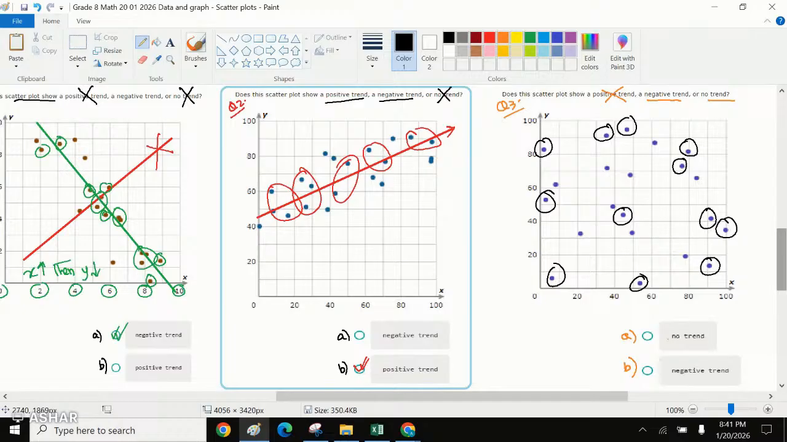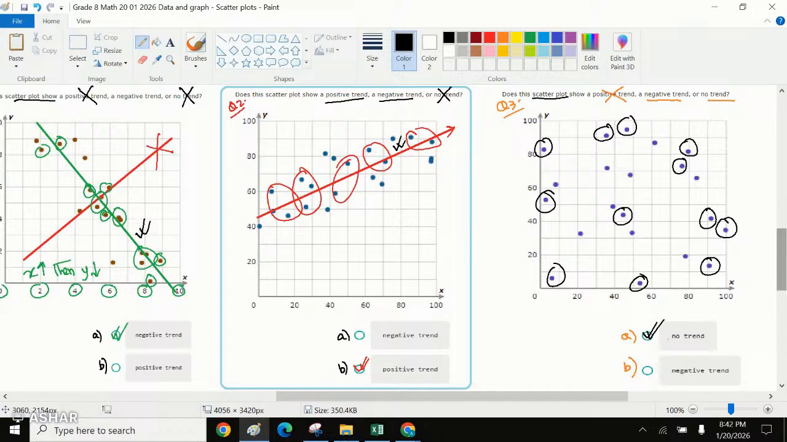Since the points are randomly generated all over the scatter plot, they are not following a pattern, unlike question number 2 or question number 1. In question number 1, this was a negative trend. In this one, this was a positive trend, right? But in this case, since there is no pattern, that means there is no specific trend, right? Thank you for giving the answer.